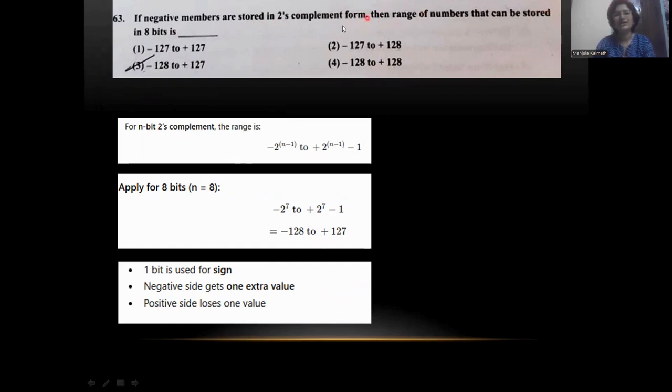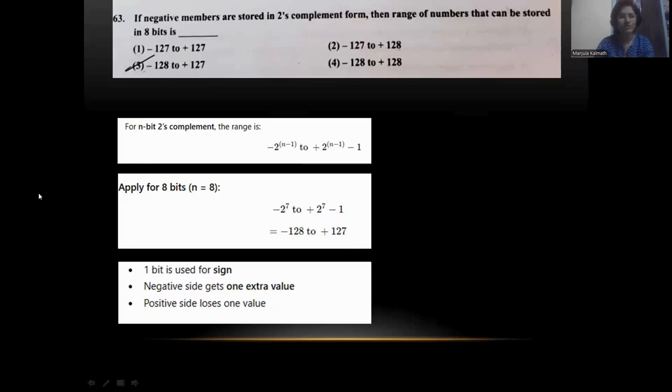Then what is the range of numbers that can be stored in 8 bits, if negative numbers are stored in 2's complement form? Here n equals 8 is given. The formula for n-bit 2's complement is minus 2 raised to n minus 1 to plus 2 raised to n minus 1, minus 1.